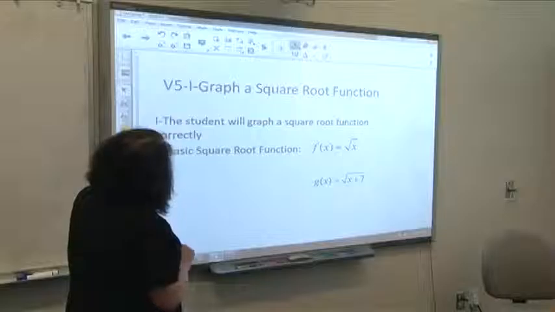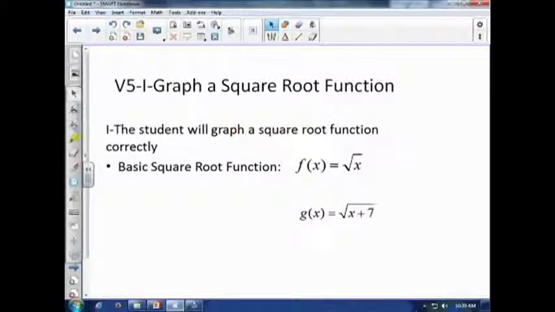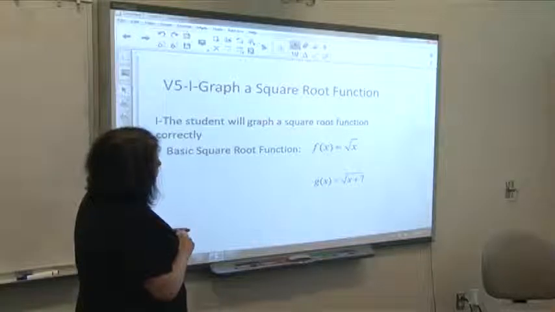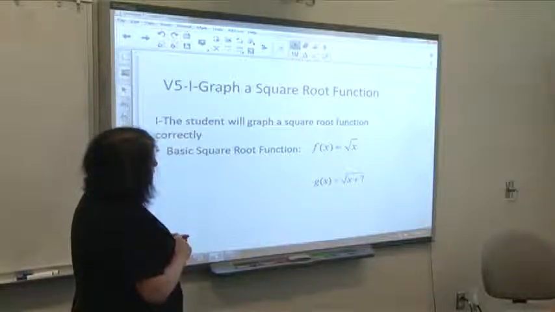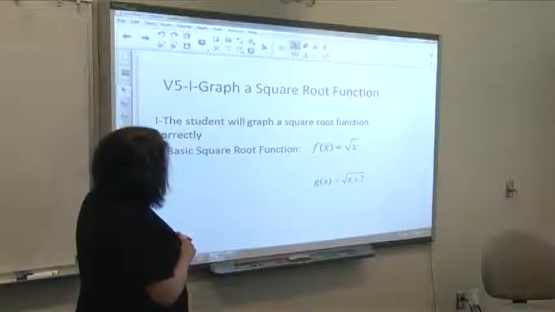This lecture is about graphing a square root function. The student will graph a square root function correctly. And so this video is to help you understand what the square root function looks like and what ways we can graph it. Actually, I'm going to focus only on one way because we have simple cases right here.